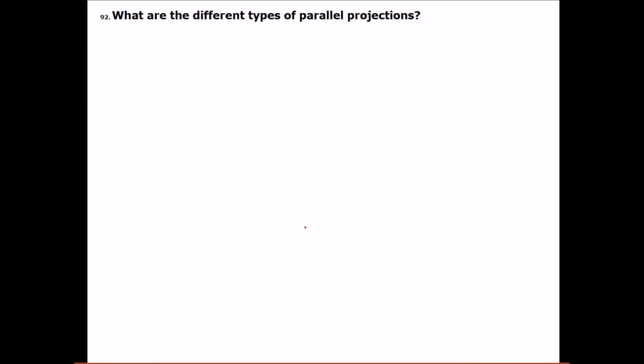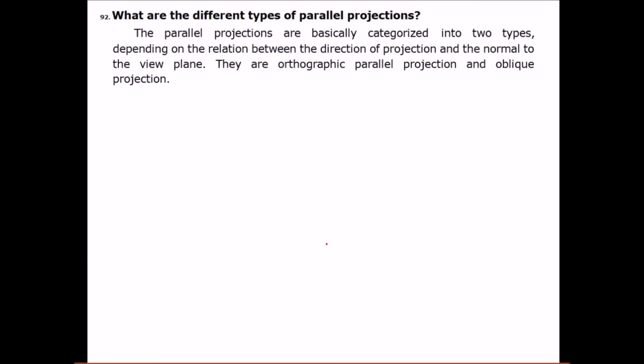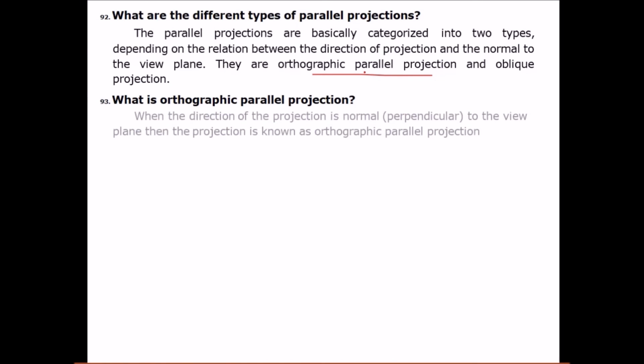So what are the different types of parallel projection? The parallel projections are categorized in two ways depending on the relationship between the direction of projection and the normal to the view plane. They are orthographic parallel projection and oblique projection. What is orthographic parallel projection? When the direction of projection is perpendicular to the view plane, then the projection is called orthographic parallel projection.